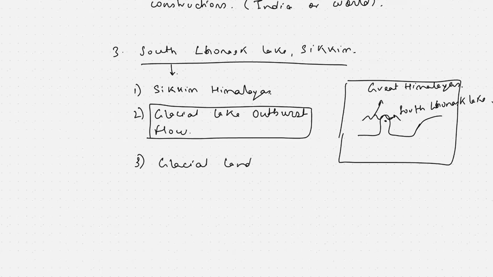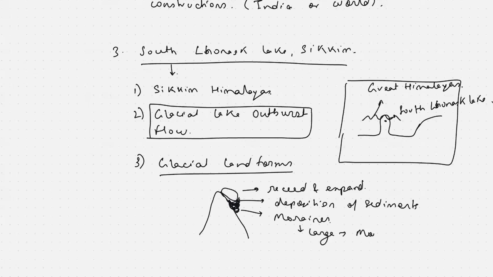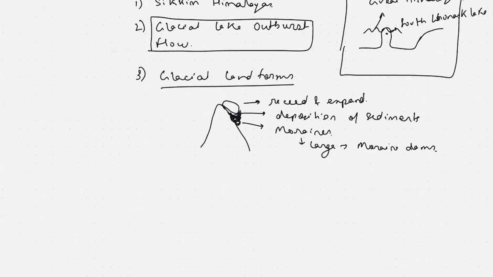Now, this is a mountain, and for example there is a glacier here. This glacier will recede and expand. Because of the continuous receding and expansion, there is deposition of sediments. This deposition of sediments results in the formation of moraines. When these moraines become large, they become moraine dams. These moraine dams are present here like this.